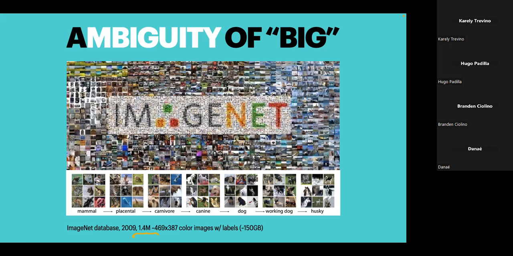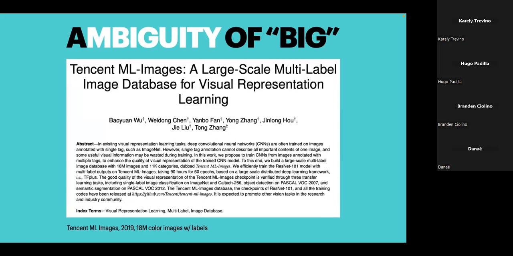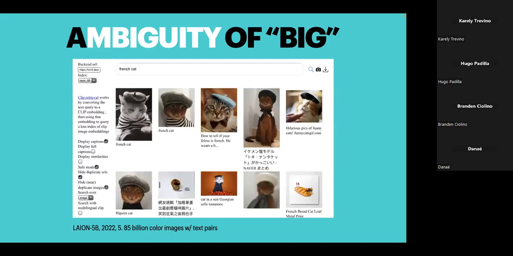I still use it a lot, because at 150 gigabytes it's a reasonably manageable size for me. But 10 years later, we have a data set with 18 million images, still not the largest one. Last year, a Japanese group released a data set with 5.8 billion images. It's huge, right? With those databases, Microsoft and Google can do lots of things, but not us.